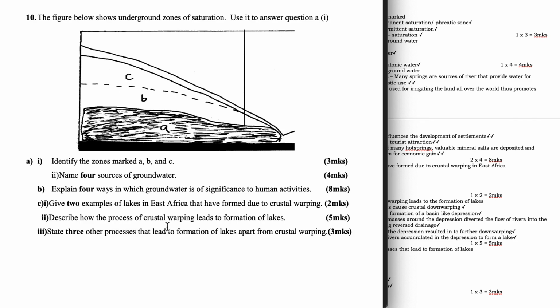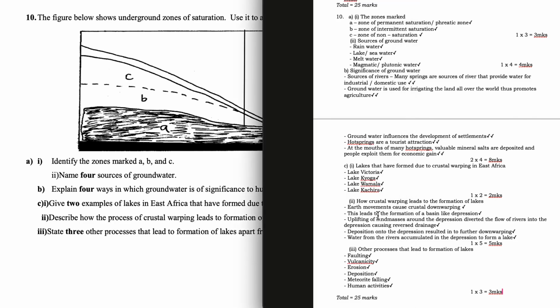Describe how the process of crustal warping leads to formation of lakes. Earth movements cause crustal downwarping. This leads to the formation of a basin-like depression. Uplifting of land masses around the depression diverted the flow of rivers into the depression, causing reverse drainage. Deposition onto the depression resulted in further downwarping. Water from the rivers accumulated in the depression to form a lake.